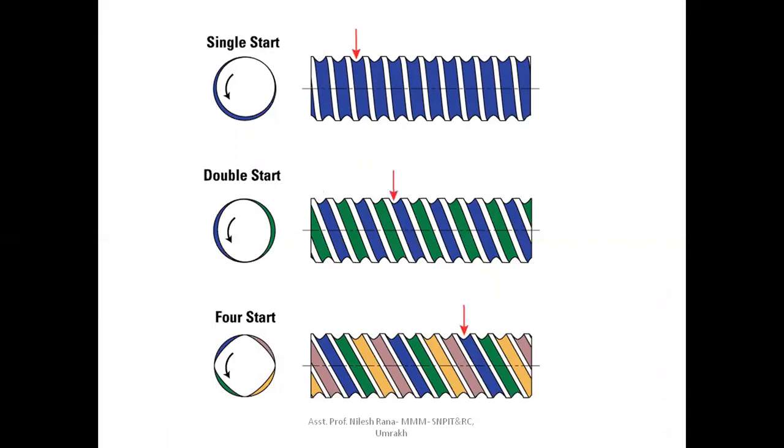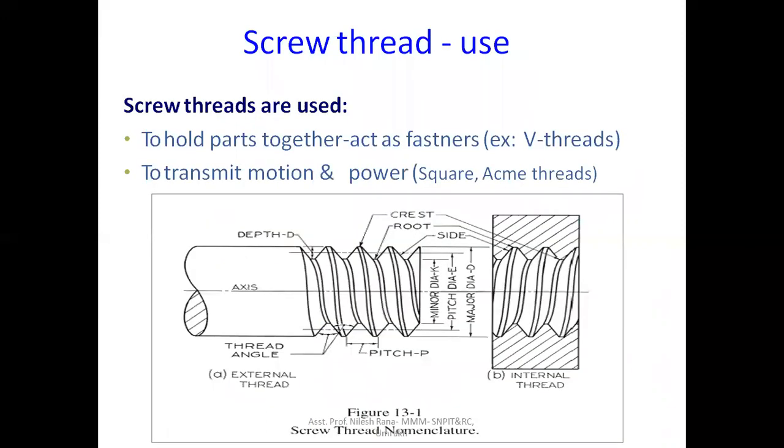Okay, so now this is the screw thread used. We all know about these things. Screw threads are used to hold parts together and act as a fastener, like the V thread, and to transmit motion and power, like the square and Acme thread. Okay, so here the same figure is there.